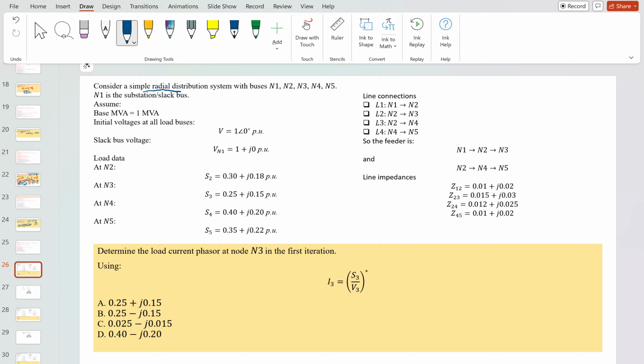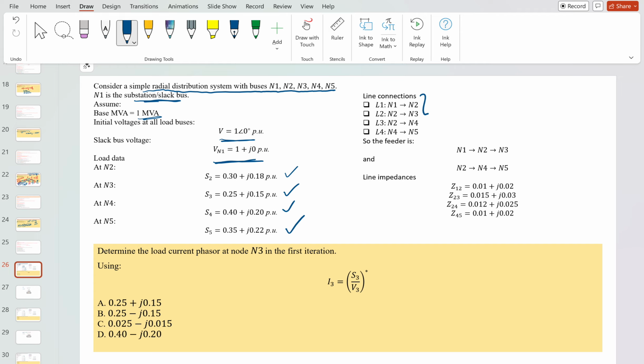So there is a simple radial distribution network with buses N1, N2, N3, N4 and N5. N1 is given as the substation, the slack bus, and the base MVA is given as 1 MVA and the voltage is given as 1 angle 0 degree. These are the initial voltages which we considered, and V N2 and N1 are given as 1 angle 0 degree. Means all the voltages given are 1 angle 0 degree. Okay, at all the nodes, when you see, the loads are connected.